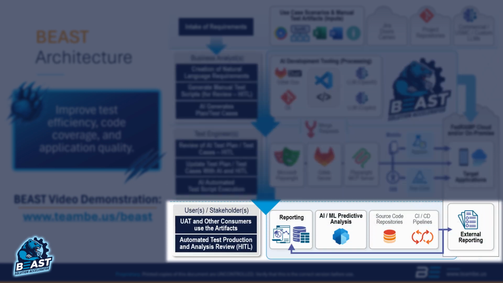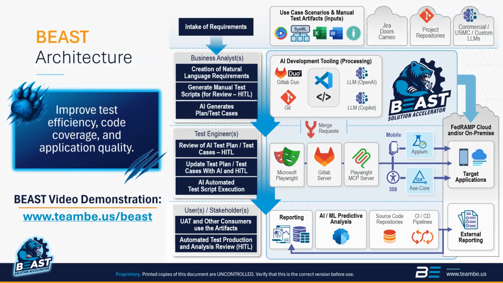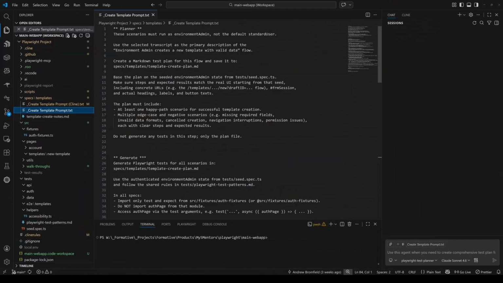Users and stakeholders can view reports using the reportportal.io platform, which is also open source and hosted on premises. It provides predictive analytics so that trouble areas in an application can be identified and rectified before they create issues in production. Here we are in VS Code, and the first thing we will observe is the folder structure.